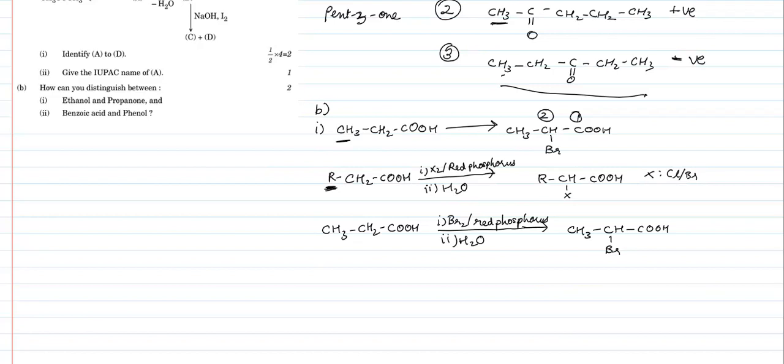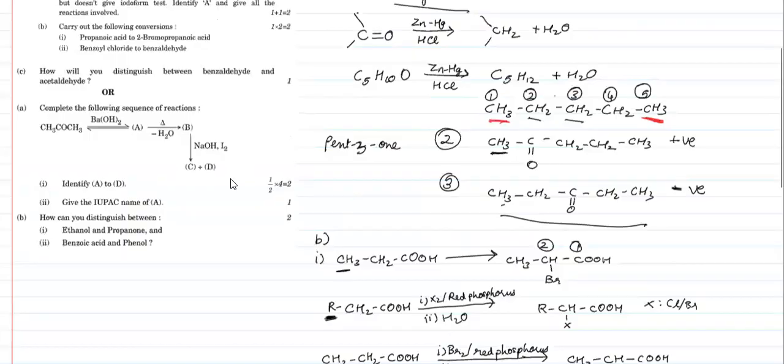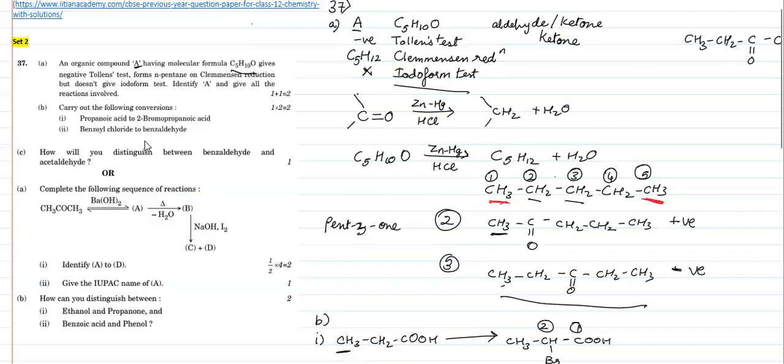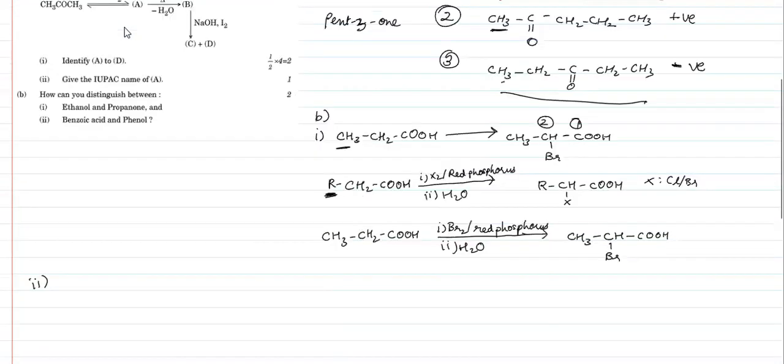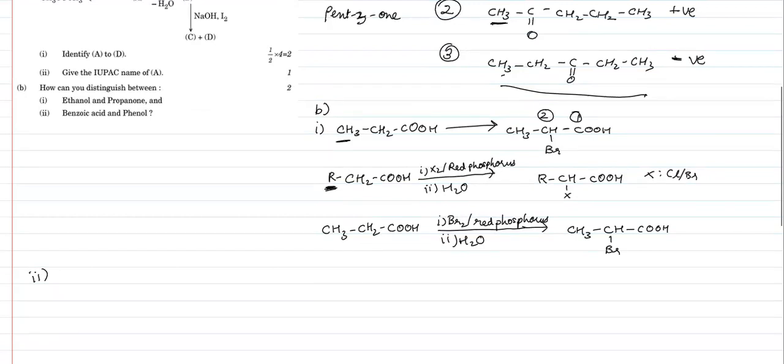The next one, 2, is, okay, benzoyl chloride to benzaldehyde. I'm pretty sure this is also easy. If you can figure this one out, you should just pause the video and try it. Okay, so what we want is, we want to convert benzoyl chloride to benzaldehyde.